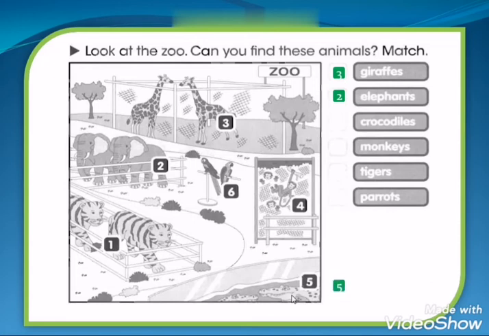Good. Number 5. Monkeys. قردة. Which number refers to monkeys? أي رقم يشير إلى القردة? Number 4. Very good. Tigers. نمور. Yes. Which number refers to tigers? Very good. Number 1. The last one. Parrots. ببغاوات. So, which number refers to parrots? Good. Number 6. Very good. Now, let's move.